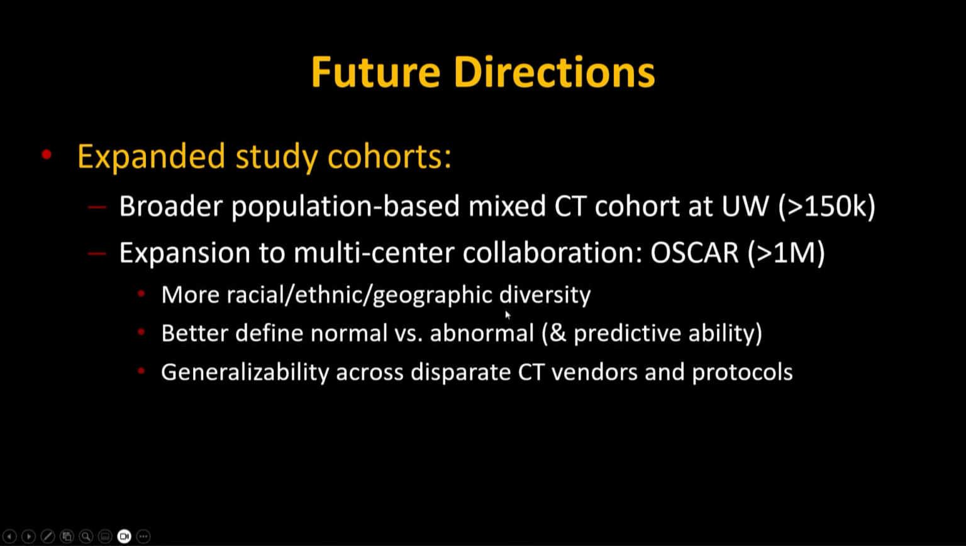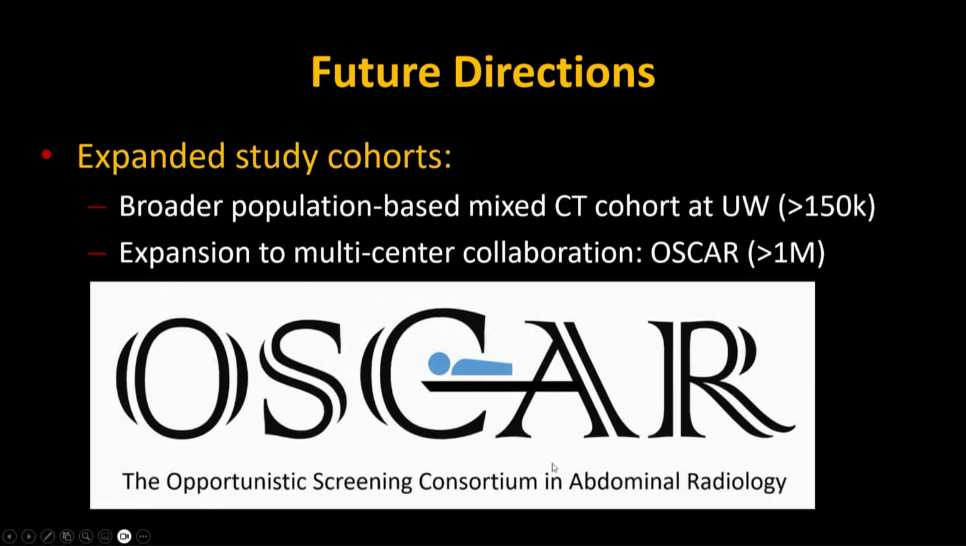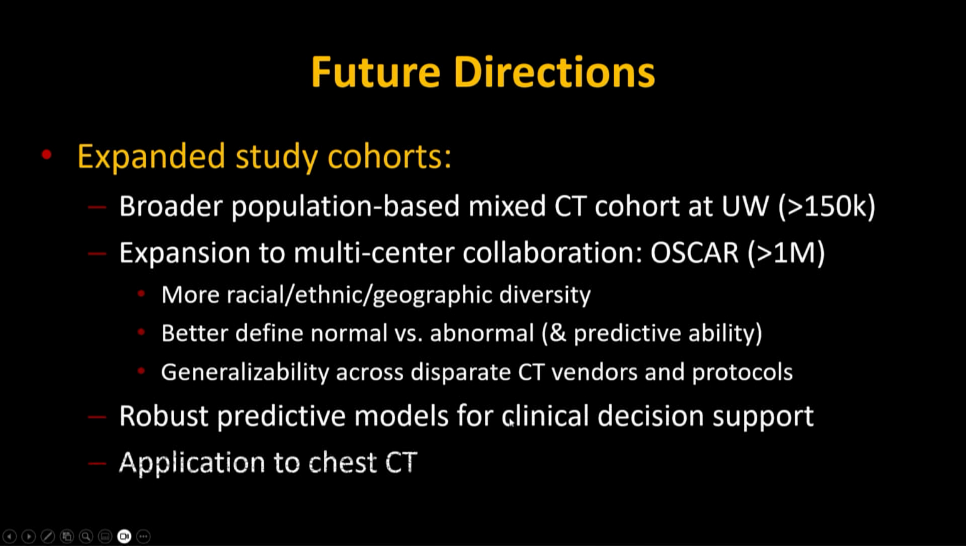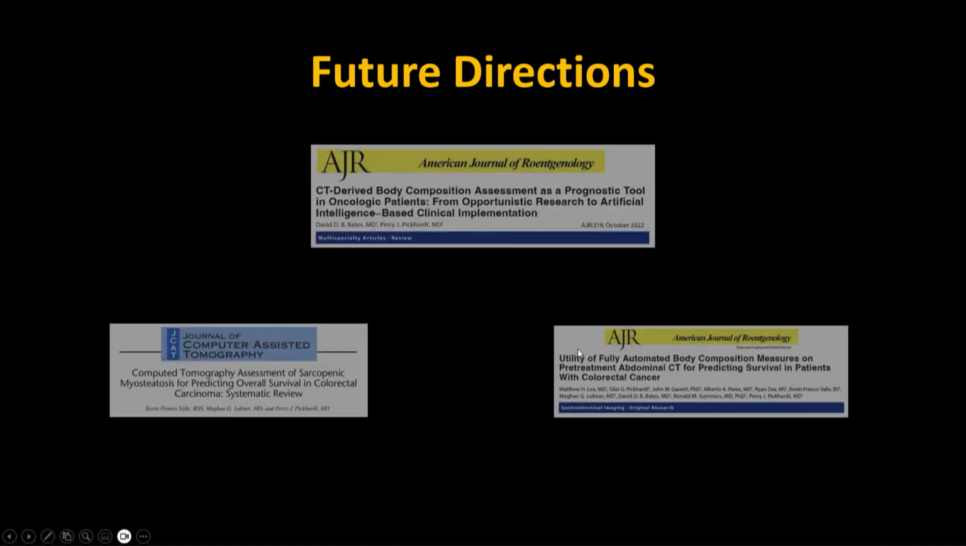Just to say, we're doing a large multi-center trial, trying to get over 1 million patients of data to really improve the models and what it all means. We're calling this the OSCAR trial, the Opportunistic Screening Consortium in Abdominal Radiology. We're already developing a biological age. There's other tools that are coming. We already have a tool that looks at liver fibrosis, the pancreas, kidney stone volume. That's sort of a separate thing. It's not really part of these opportunistic biomarkers, but all these tools will be useful.